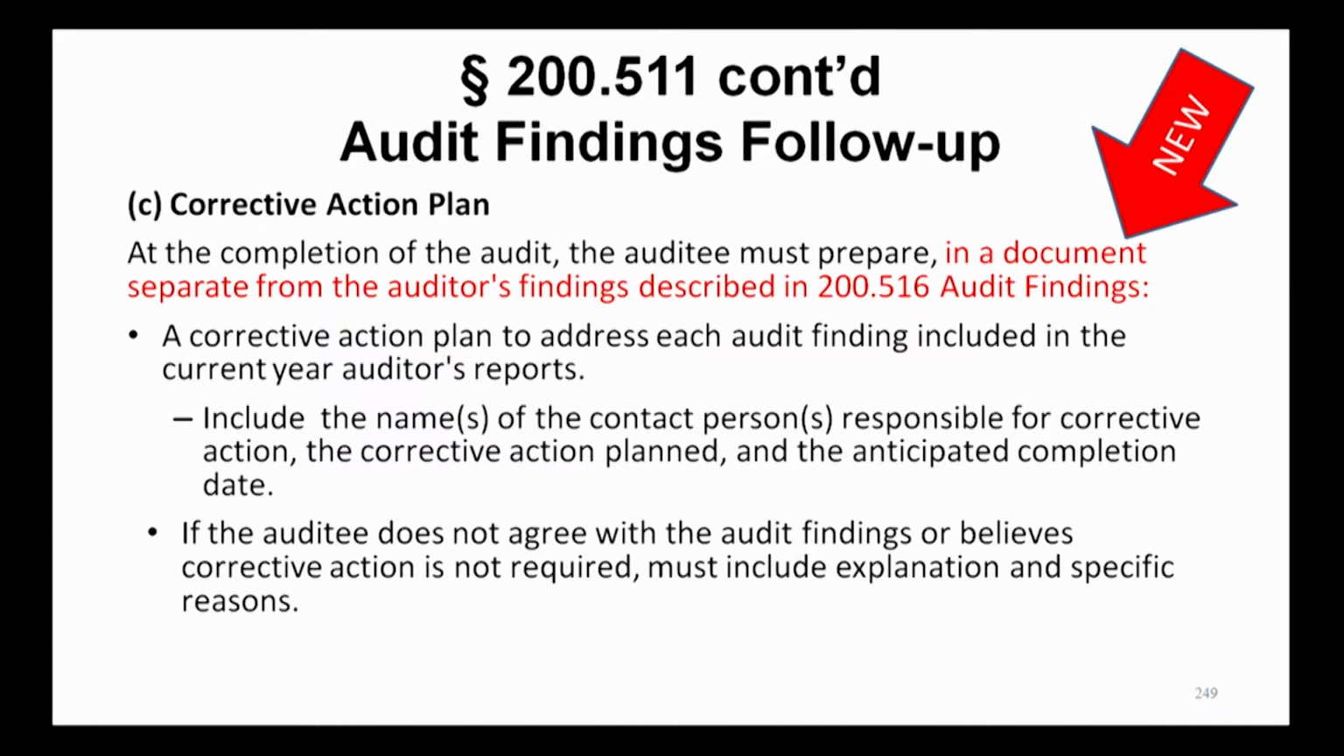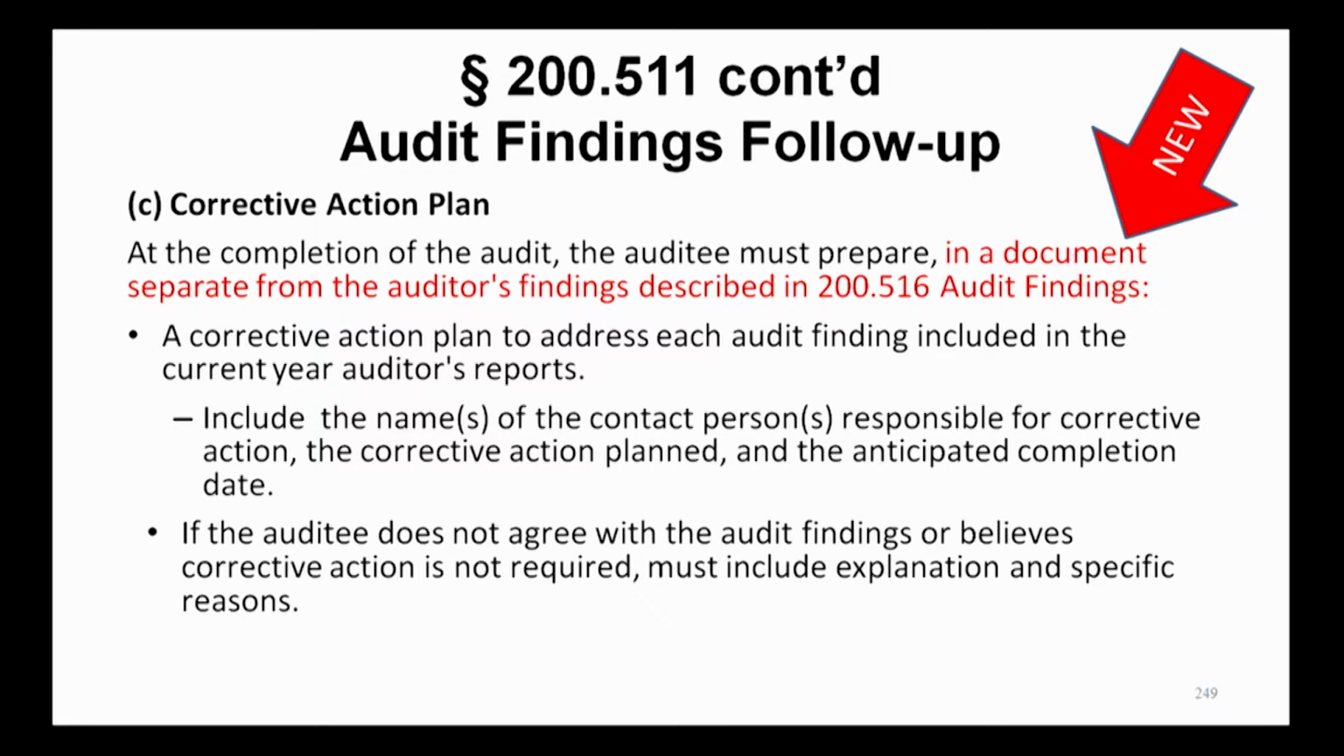Paragraph C, some change in the language there. At the completion of the audit, the auditee must prepare, in a document separate from the auditor's findings in 516, a corrective action plan to address each audit finding, including the current year auditor's reports. So the auditor prepares his findings. We are required to do the separate document. Here's the thing: we want the name of the contact person, the person responsible for the corrective action, the actual corrective action planned, and the anticipated completion date.